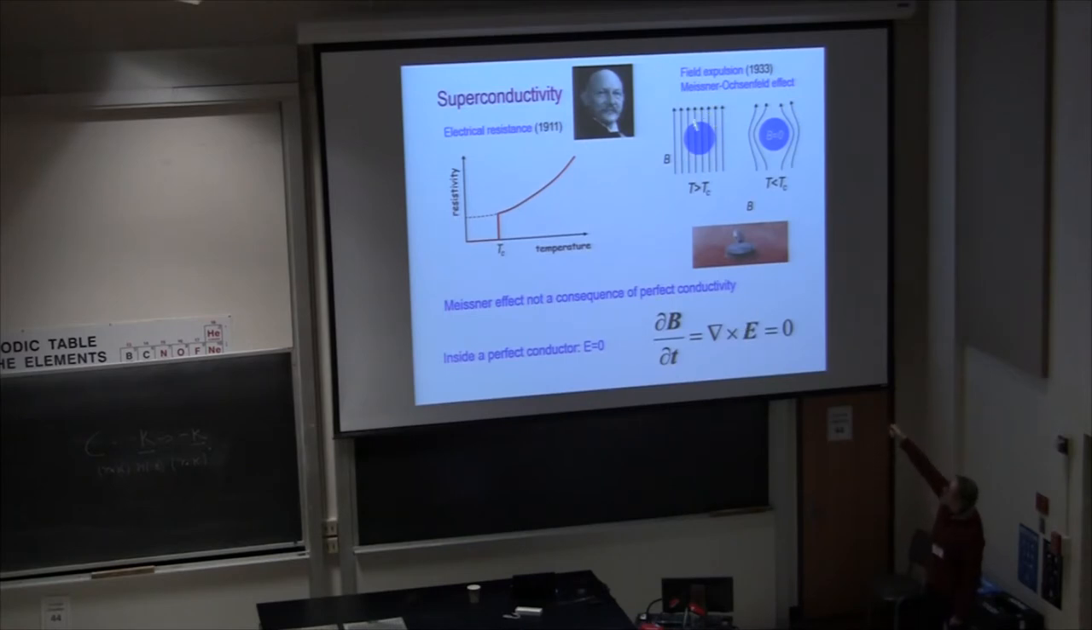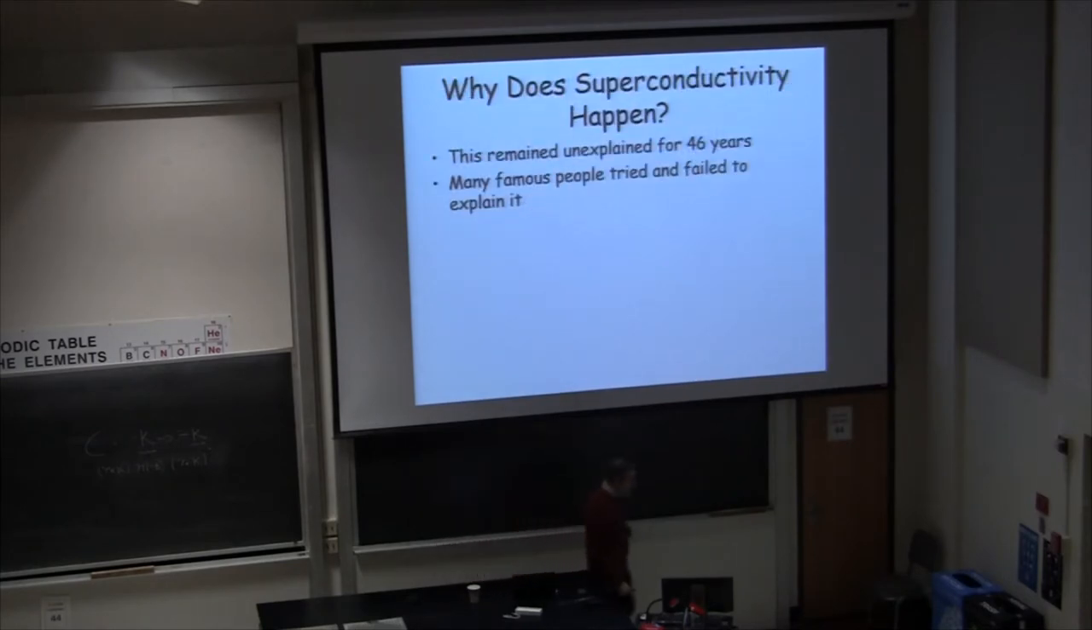So if we start with a field configuration like this and go into a superconductor, we expect this field configuration to stay the same, as it would for a perfect conductor. So the Meissner effect is telling us that something more is happening than simply perfect conductivity. And it was a mystery. It was not understood for a long time why this happened. It was unexplained for 46 years, and many famous people tried to explain it, and there are some notable examples.